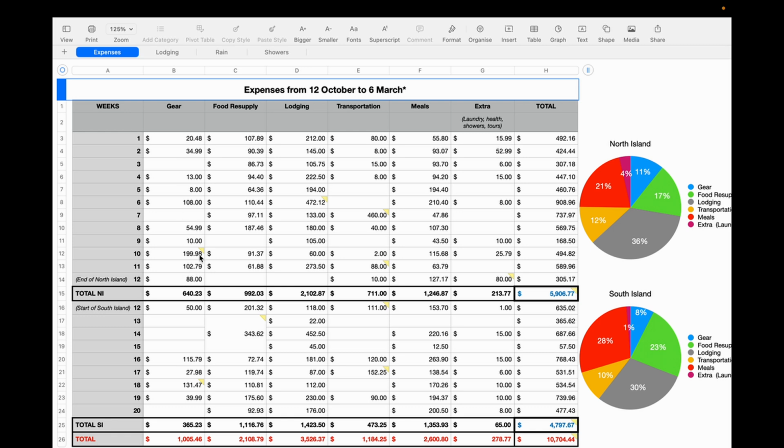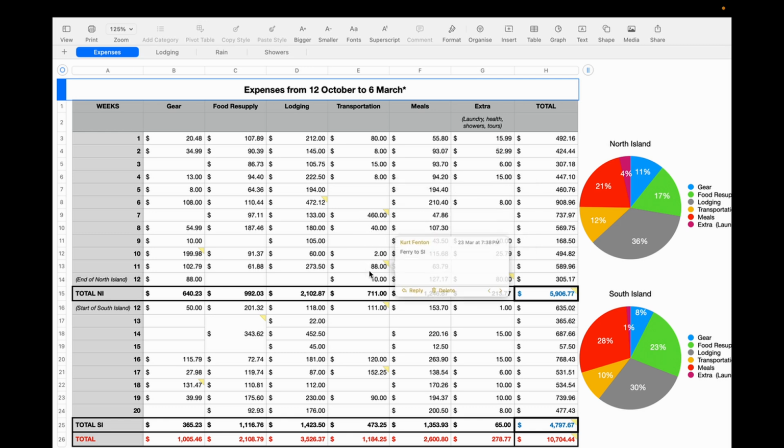So there are a few highlights here in the North Island. This was a big week here. That's the week after the river crossing, so I had to buy a hat and a trekking pole. Lodging, there's a big week here, but that's when my wife came in Hamilton. We got an Airbnb for a few nights there. Transportation is a big one here, but that's at Taumarunui, and the bike hire, so two big expenditures in one week.